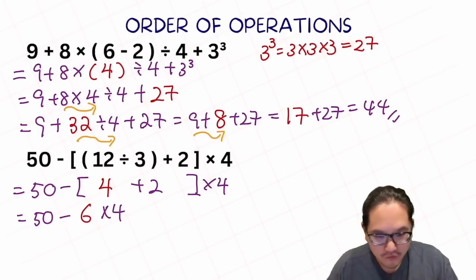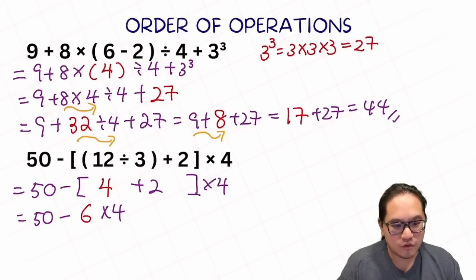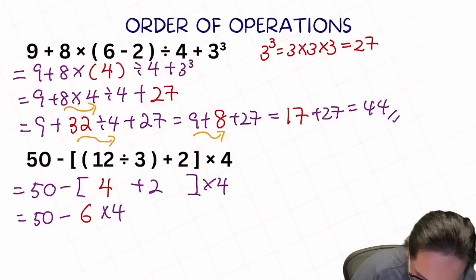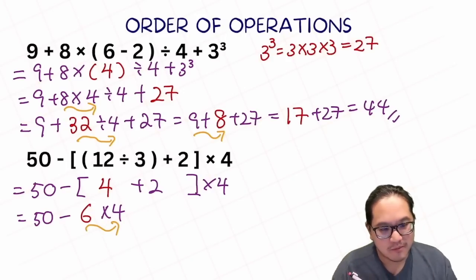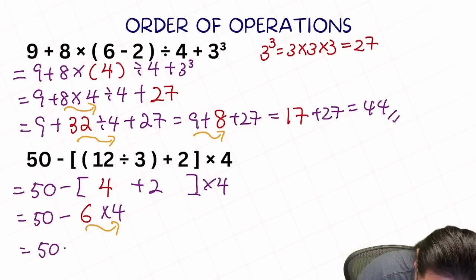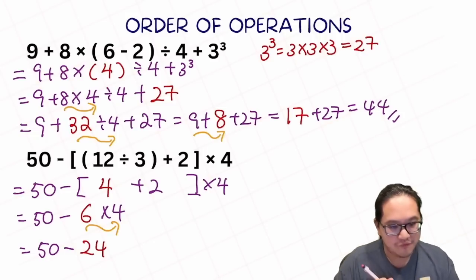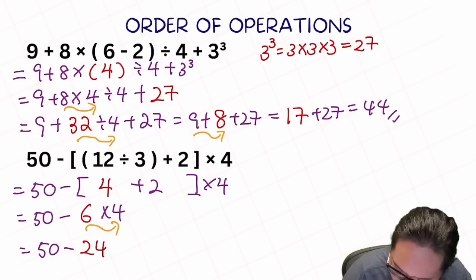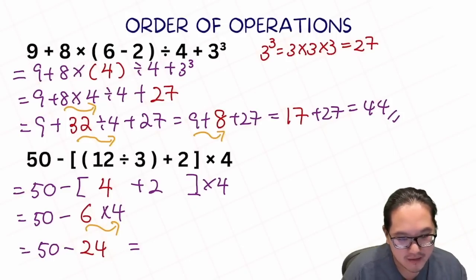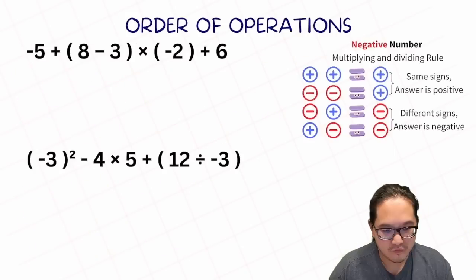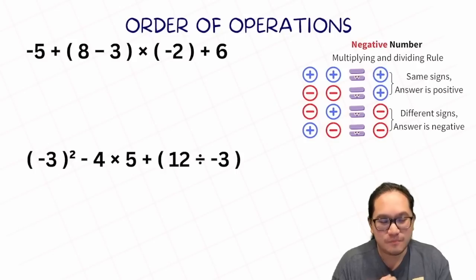Now we know that obviously this question doesn't have an exponent. So we know the next step is multiplication or division. So right here, we have 6 multiplied by 4. So we have 50 minus 6 multiplied by 4 is equal to 24. And voila, we come down to the last step. 50 minus 24 equal to 26. And that will be your correct answer. Ooh, we got a lot of practice on the PEMDAS rule.